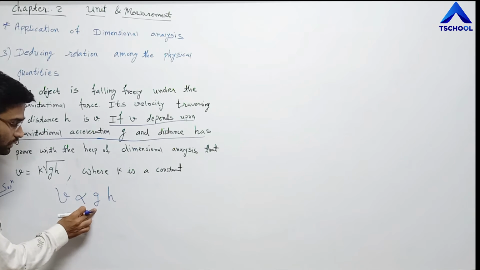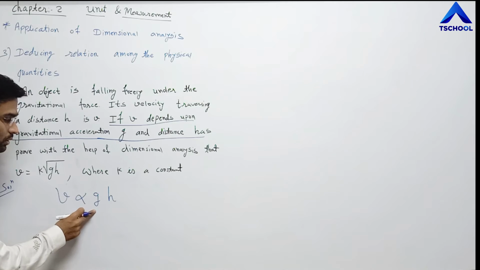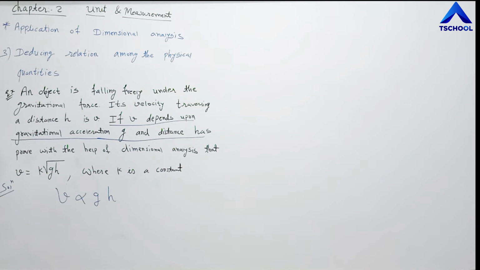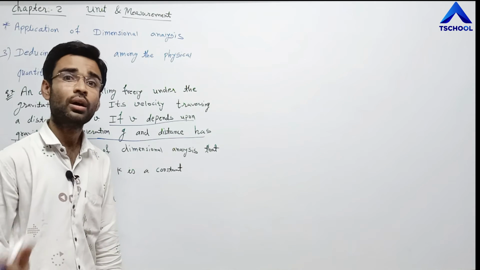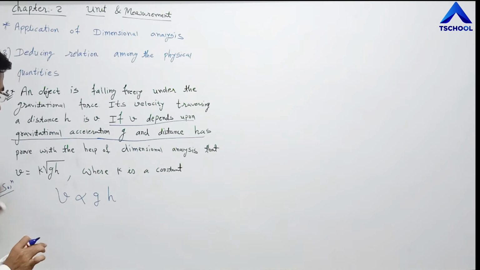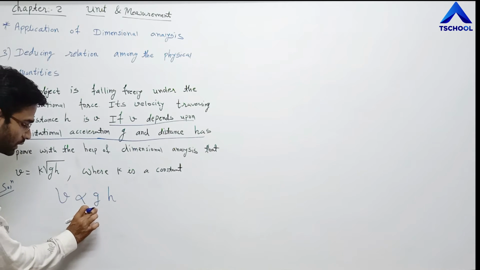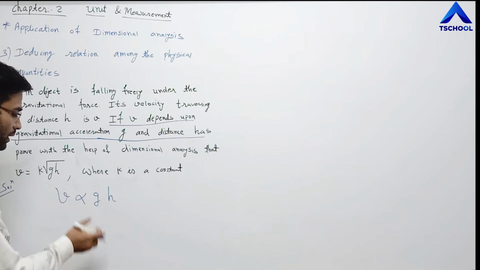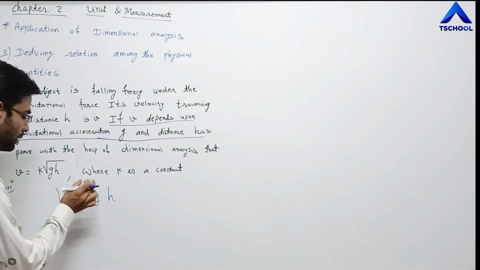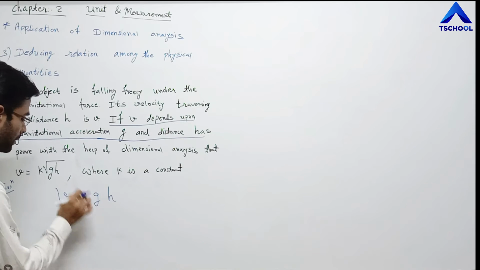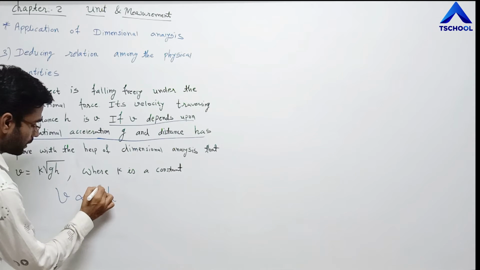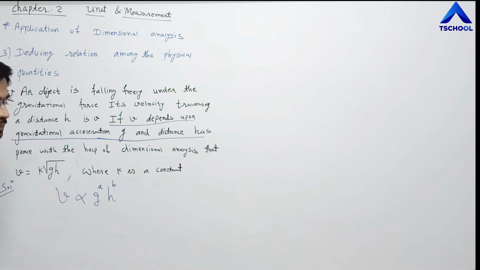Initially, here we have to use the third application of dimensional analysis. The third application tells us conversion from one physical quantity to another physical quantity. Here v is proportional to g into h. Initially we don't know the powers of g and h. So v is proportional to g power a and h power b.